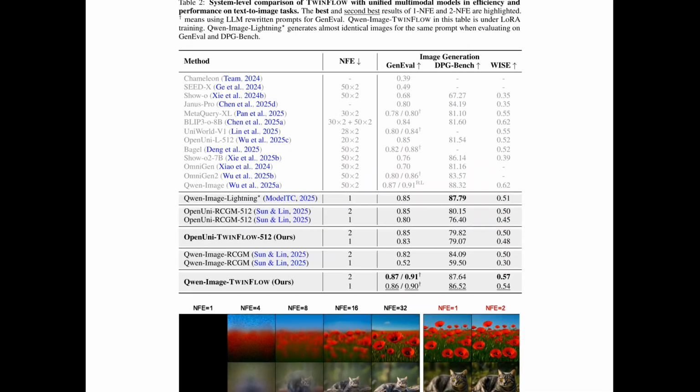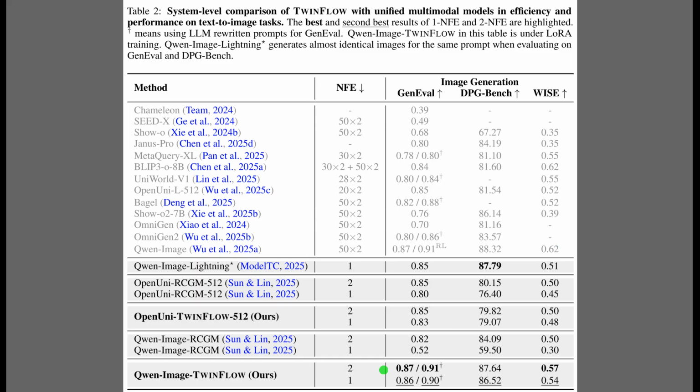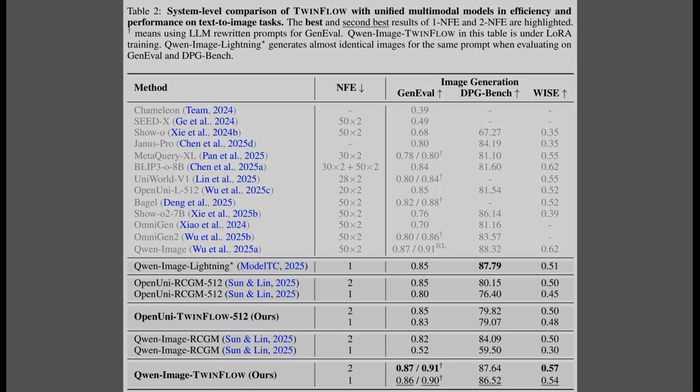This table shows that TwinFlow keeps image quality extremely high, while using far fewer function evaluations than competing multimodal generators. The large block of baseline models at the top reports general eval, DPG bench, and Y scores, which are automated metrics for image fidelity, prompt alignment, and style diversity. The middle rows compare faster distilled variants like QNImage Lightning and RCGM. The bottom TwinFlow rows stand out because they match or beat the strongest scores with just 1 or 2 function evaluations, so they deliver both speed and quality.